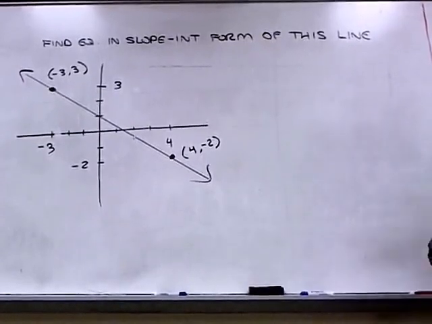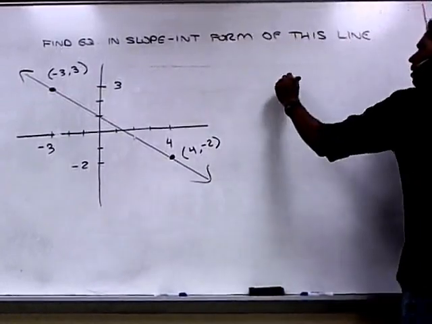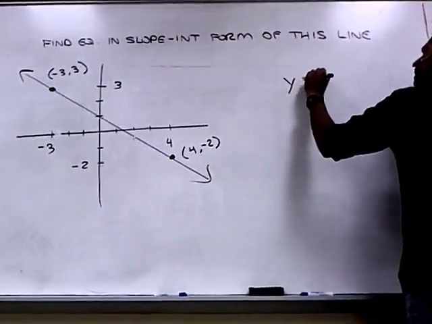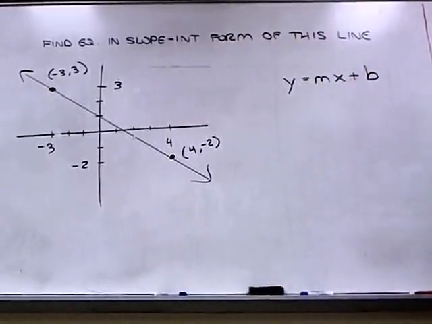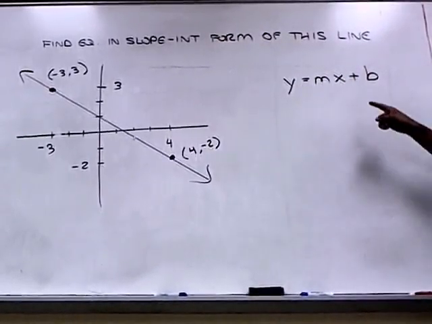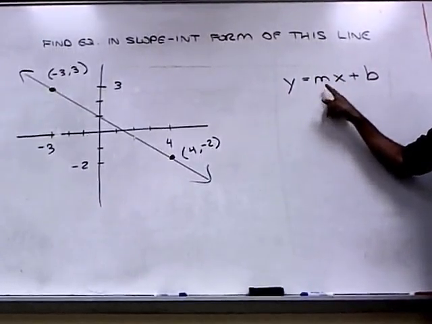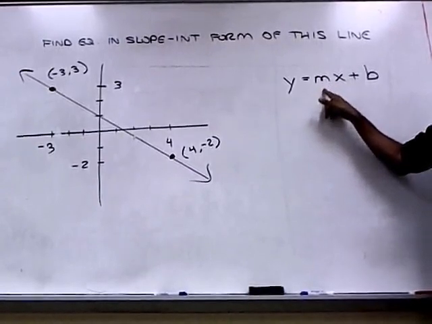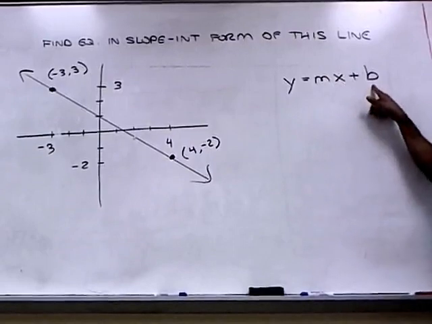So we know that all lines can be written this way, right? And we can determine the slope if we know rise over run. And we talked about this last class, didn't we? We talked about there's a formula for slope. And then from that last class, we were also able to get B. Do you all remember that?